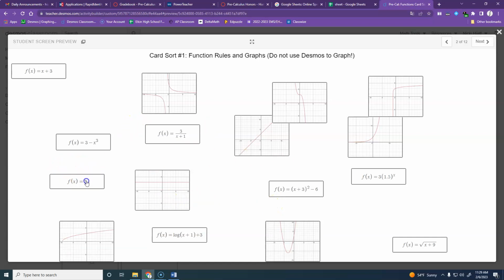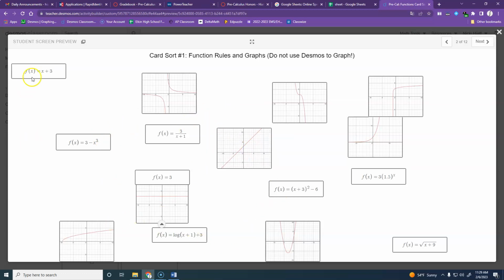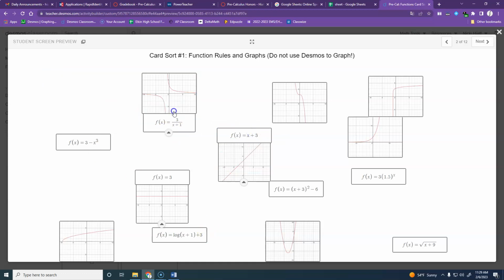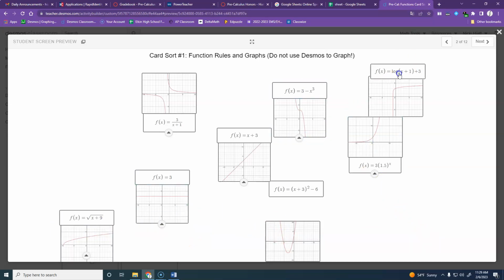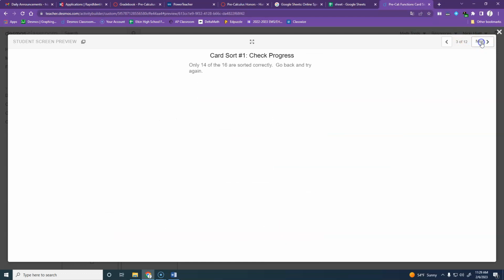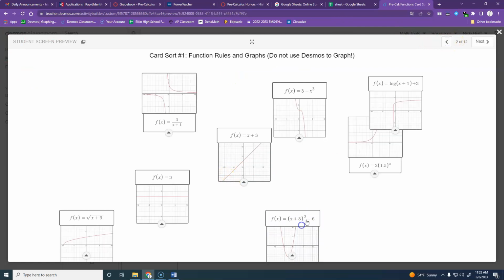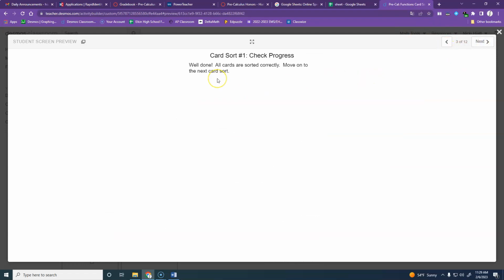Some of them, like this first one, you're mostly going to do just on the shape of the graph. Like I know this is constant, so I'm looking for the graph that is constant. So that matches to this one. This one's linear, so it needs to be the equation of a line. That's that one. That one's rational. That one's cubic. I'm just doing this super fast. Exponential. Square root, logarithm. Those are different types of graphs, so I'm just basing it on the shape. You will go to the next slide, and it will tell you that only 14 out of 16 are correct. So you need to go back. Oh, I didn't put these together. Okay, let's try now. And it will tell you they're all sorted correctly.